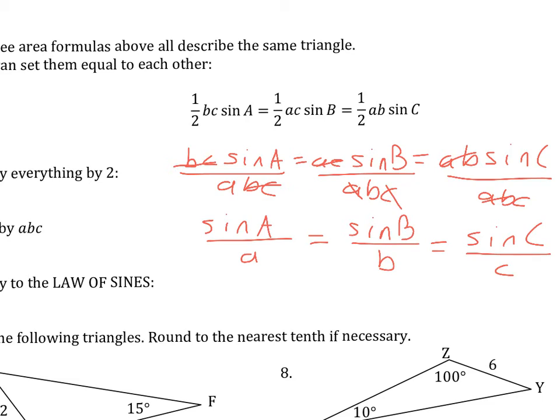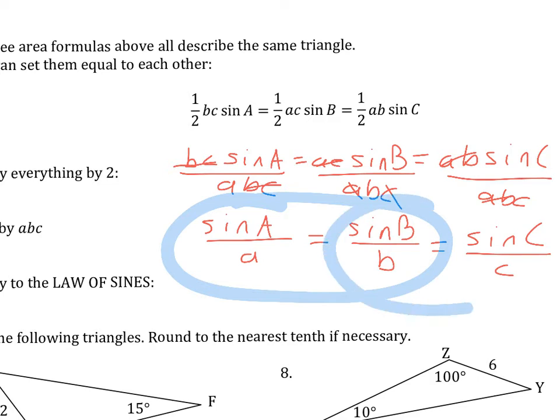You're not going to use all three fractions. You're going to use 2 out of the 3. So maybe when you're solving, you use these 2. Or maybe you use these 2. Or maybe you use the A fraction and the C fraction. So that's the law of sines, but you're only going to use 2 out of the 3.